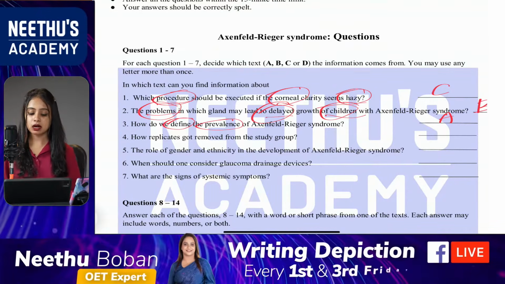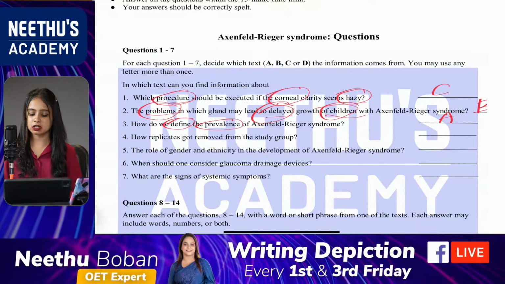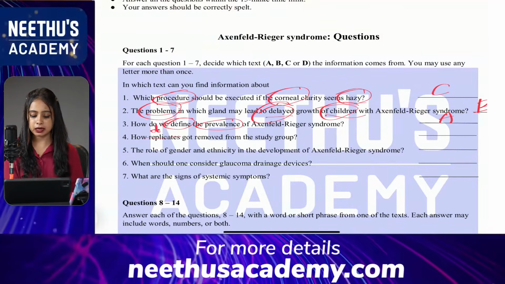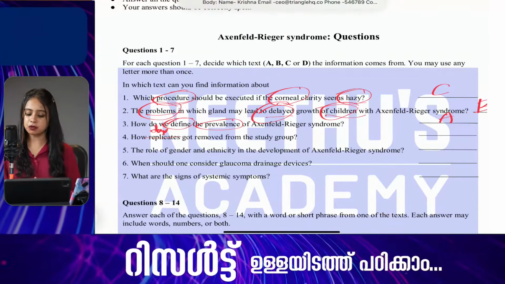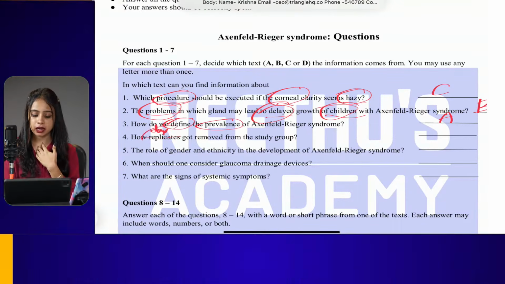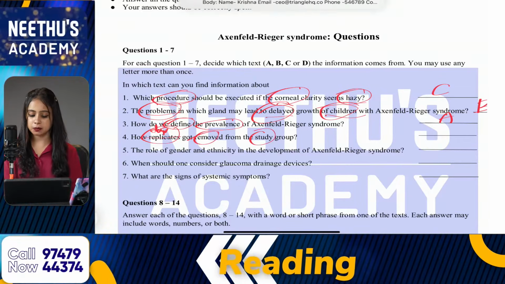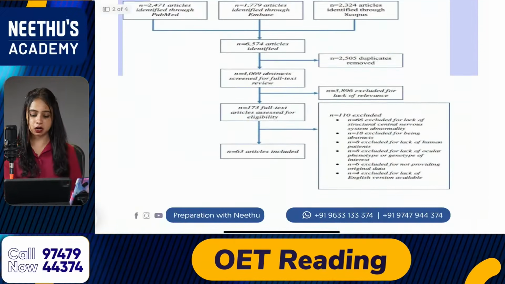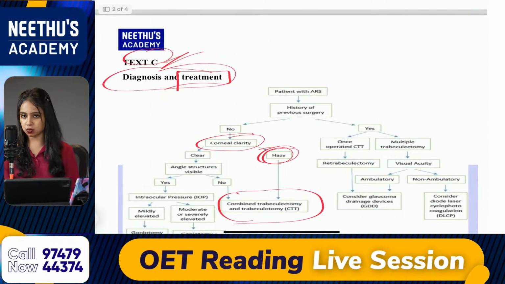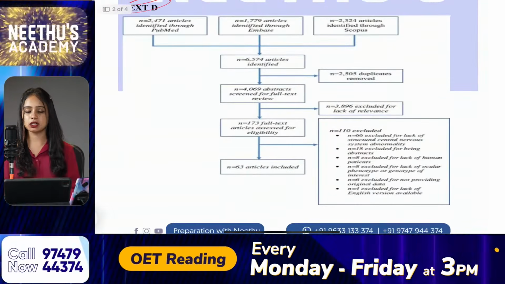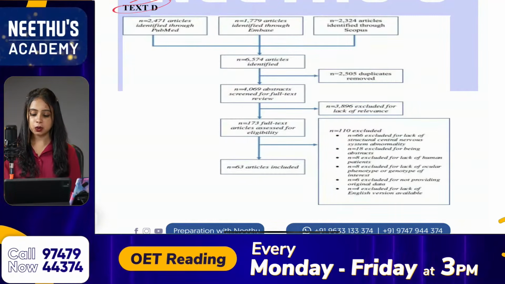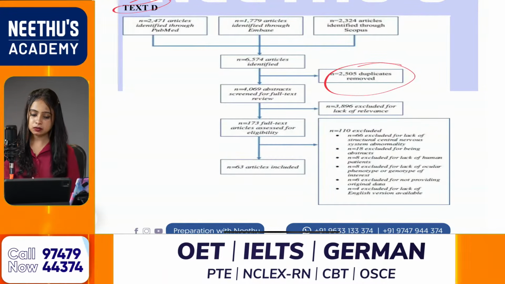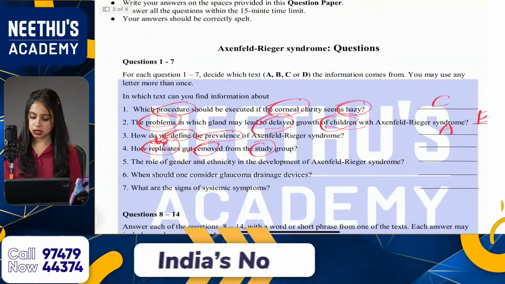The fourth one: how replicates got removed from the study group. There is a small typo in the question. It is not replicates actually, it is duplicates. So my keywords again: duplicates, removed, study. Where is the study group mentioned? It's not diagnosis and treatment, we know that. It's all about the study group that is here in text D. So what is the correct answer? C, that is duplicates removed from the study group. So my answer is from D.